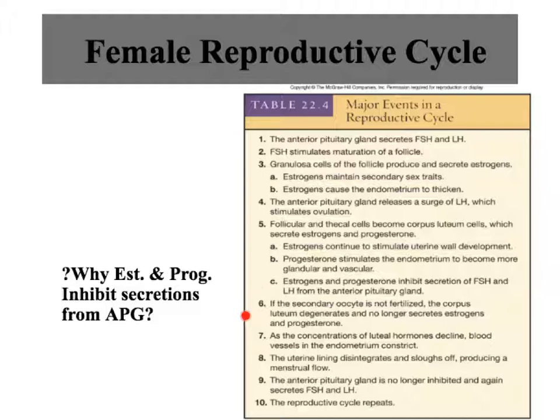If we pick up from number 6 here, if the secondary oocyte is not fertilized, the corpus luteum will degenerate, no longer secreting estrogens and progesterone, and we would see the uterine lining disintegrate, producing the process of menstruation.